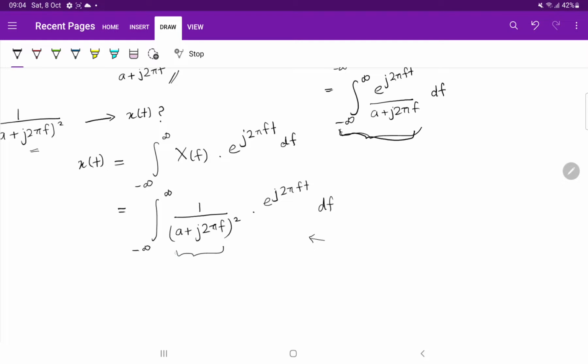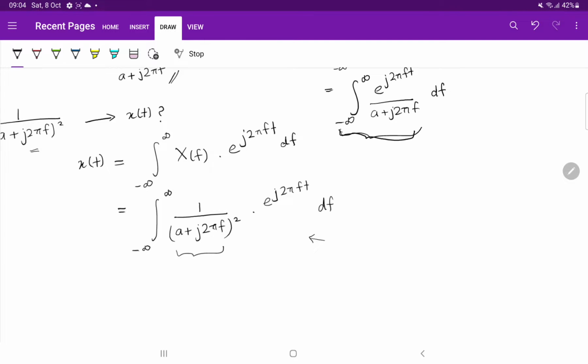So if you differentiate this u, it's going to be actually a plus j 2 pi f squared. In the other terms, you can tell it's like 1 over x squared, or x to the power minus 2. If you differentiate this, you are going to get minus 2 into x to the power minus 3, which means inside that integration we are going to get 1 over a plus j 2 pi f cube. But we actually can handle this one easily, a plus j 2 pi f.